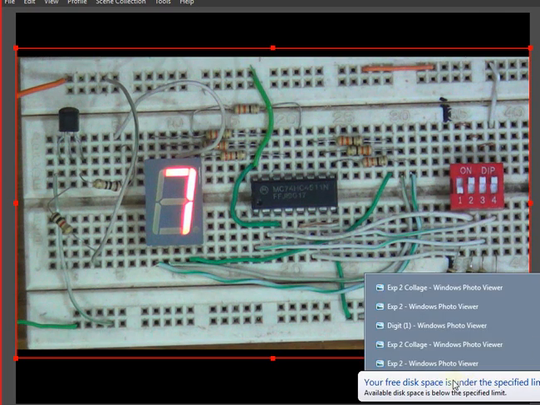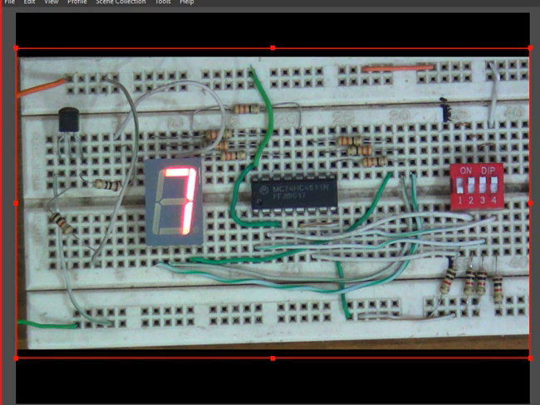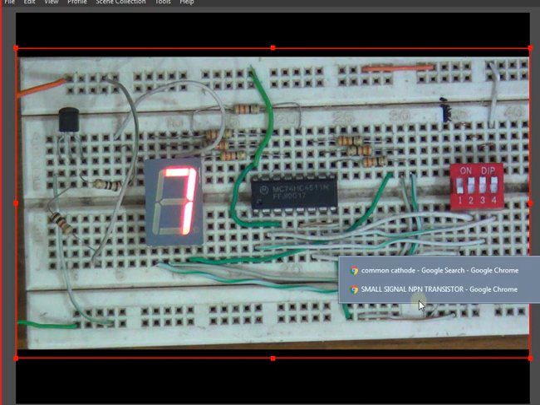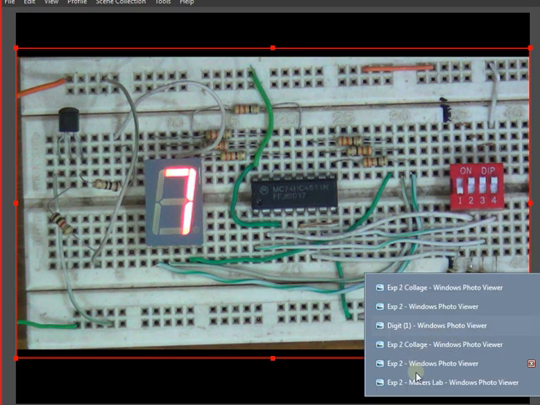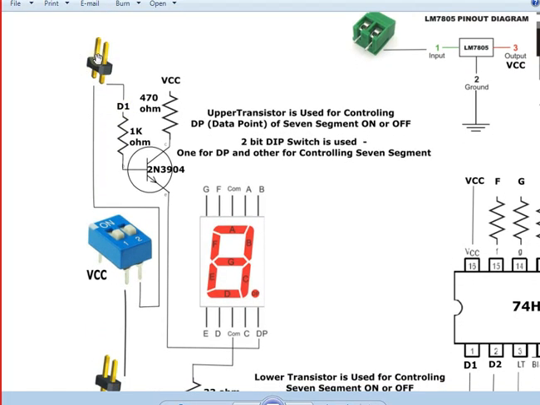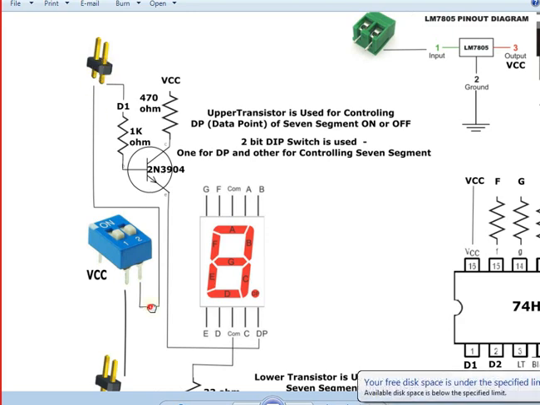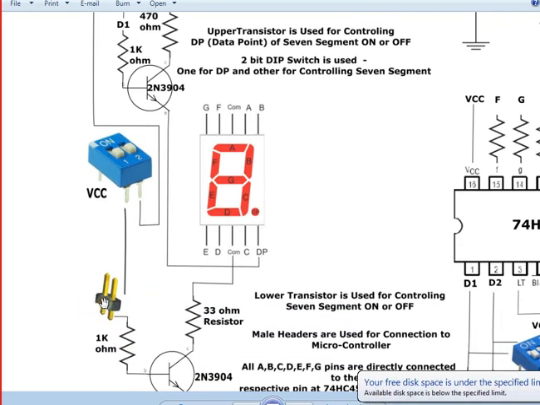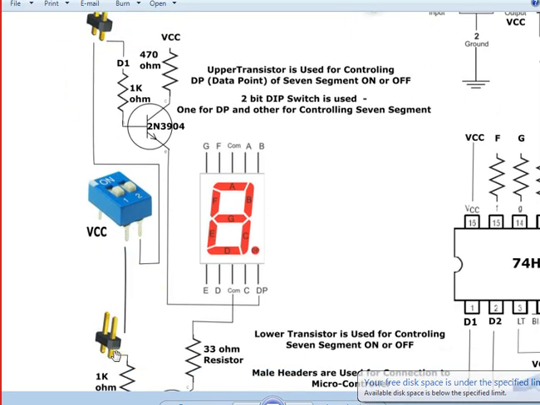So these male headers are the connections to your microcontroller over here. Now please don't confuse this. I can't find a single pin male header, so this is either a single pin here and a single pin here. You can combine these two as one male header, one pin for the DP, one pin for the common.